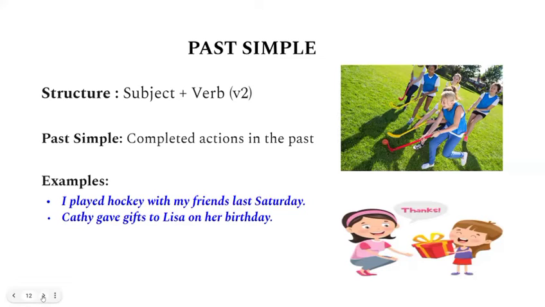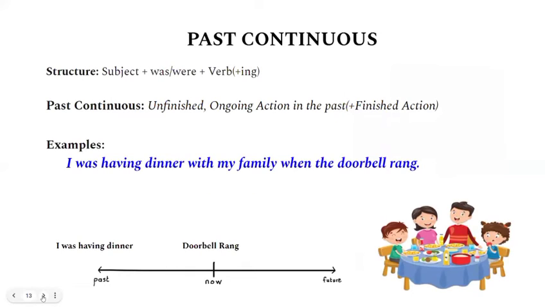Now let's see the next tense, past continuous tense. Here's a sentence. I was having dinner with my family when the doorbell rang. We are going to put this on the timeline. That side is the past, middle is now, over on that side is the future.